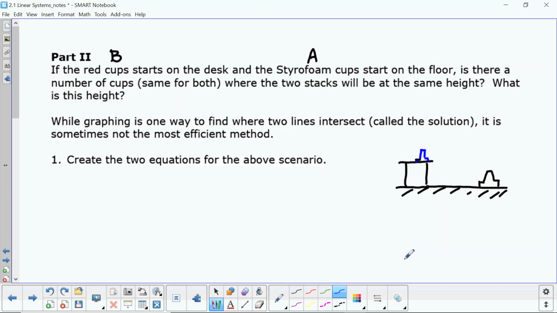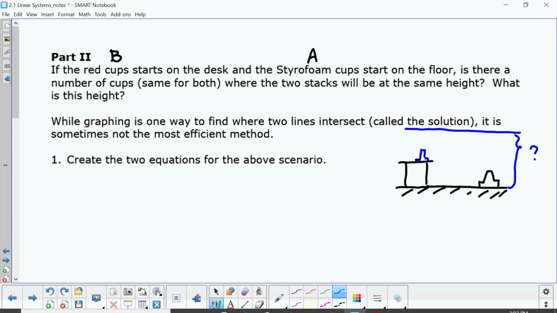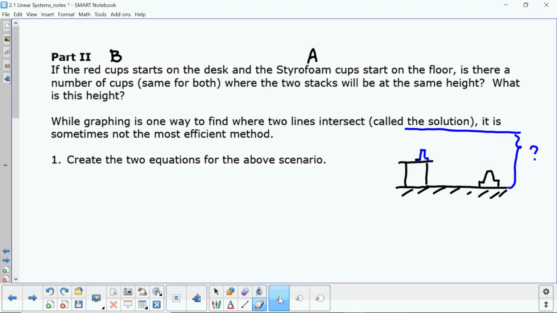And it asks you how many cups for both of them, cup A will have the same height as cup B. Okay, so it asks you how many cups and what is the height. So let me just redraw it. Just copy. So another copy. Okay.